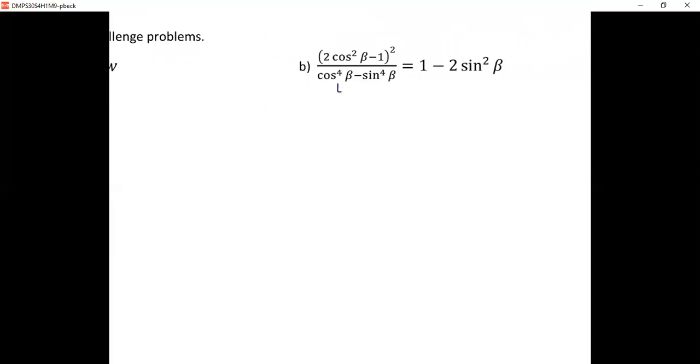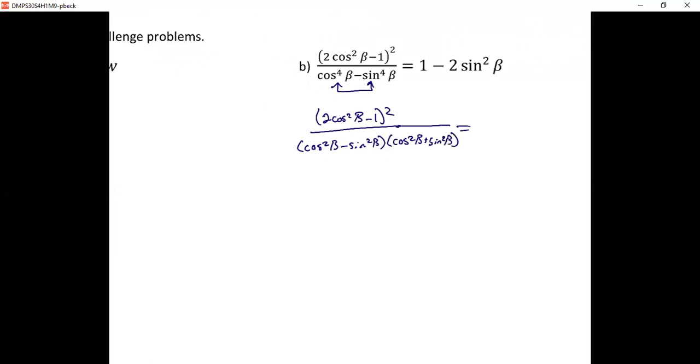One of the things that I notice here is my denominator is full of cosine to the fourth minus sine to the fourth. That is the difference of squares. So I probably am going to be multiplying this numerator out. I don't know yet. I'm just saying, what do I see? I could factor this into cosine squared beta minus sine squared beta times cosine squared beta plus sine squared beta.